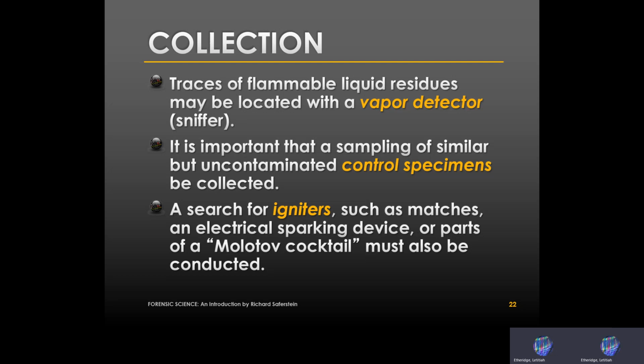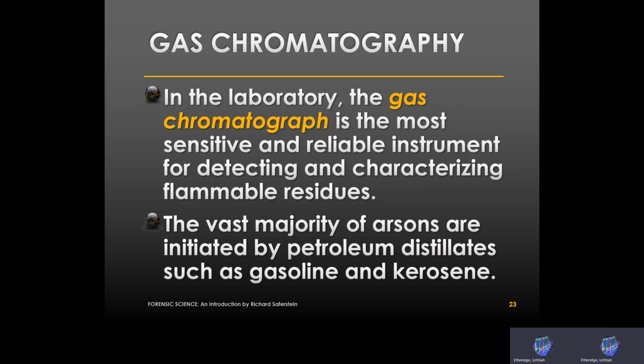Okay. Now, in terms of fancy equipment, there's only one piece of equipment that's really a big deal for arson. We're going to talk more about this when we get to the drug unit. But the first one is going to be gas chromatography. In the lab, the gas chromatograph is going to be the most sensitive and reliable piece of machinery to detect flammable residues. We'll talk more about the process a little bit later on in the unit, just so you can understand how it goes.